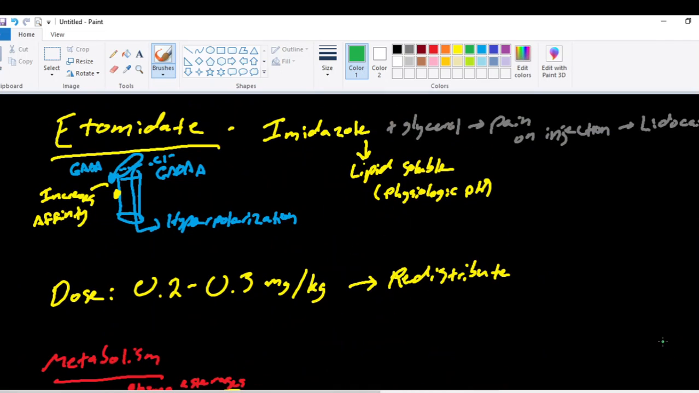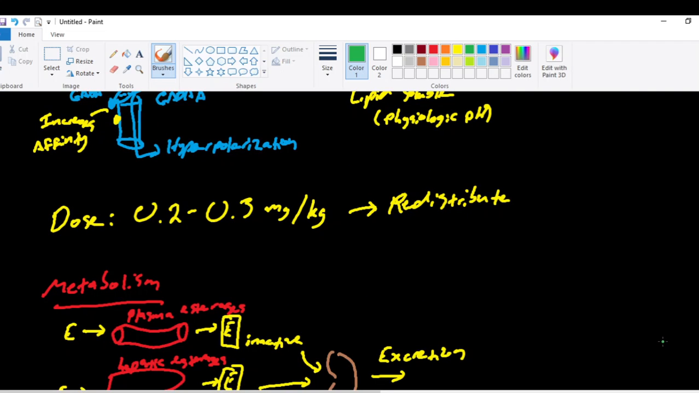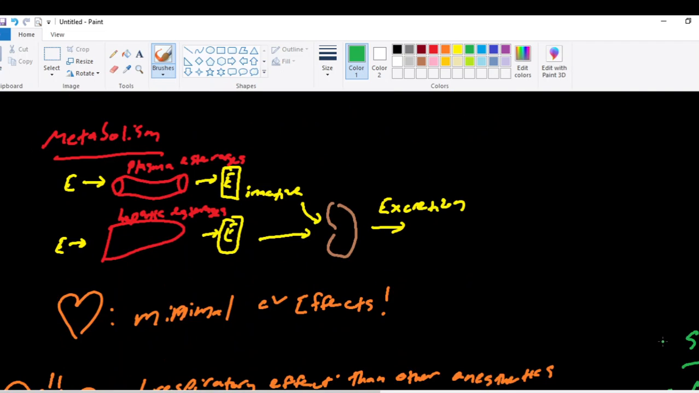So to quickly go over one more time, etomidate increases the affinity of GABA to its GABA A receptor. It is an imidazole, lipid soluble, so it's combined with glycerol, and that causes pain on injection. So you give lidocaine to blunt that pain. Dose is 0.2 to 0.3 milligrams per kilogram, and its induction effects are rapidly eliminated via redistribution. Metabolism is through plasma and hepatic esterases and through renal excretion.